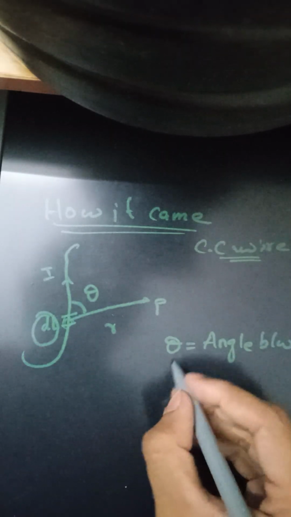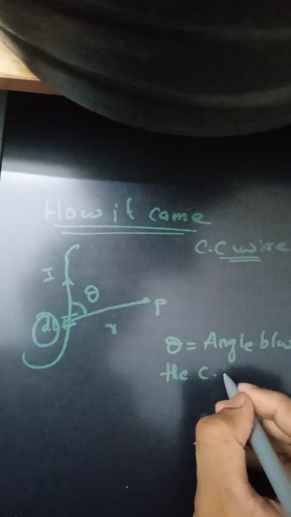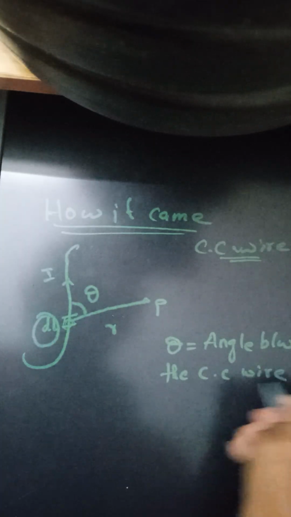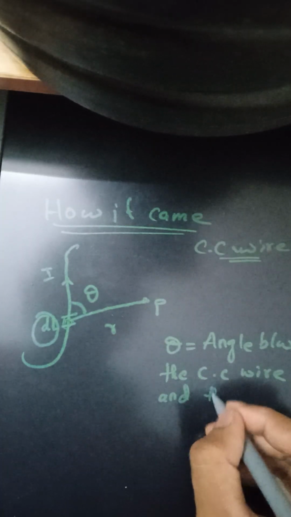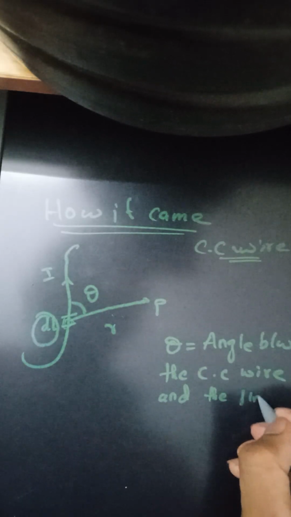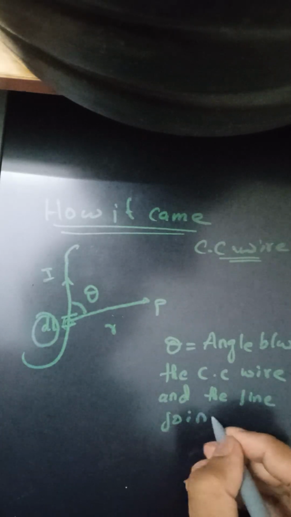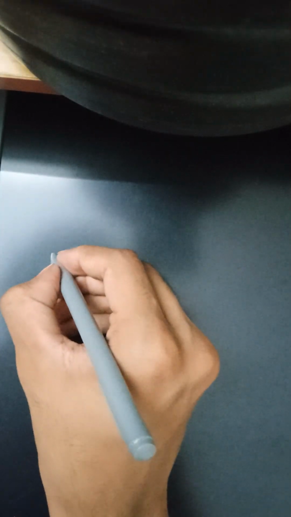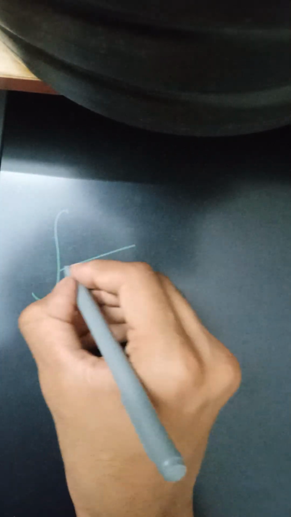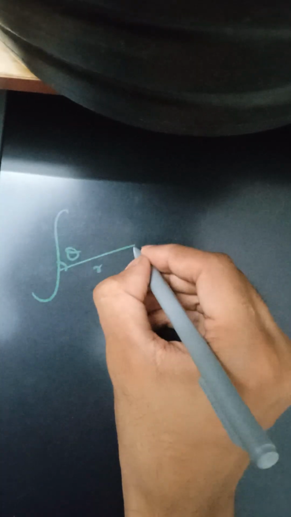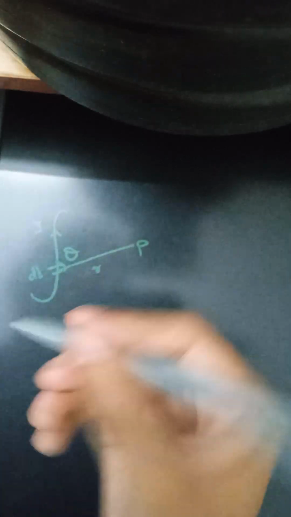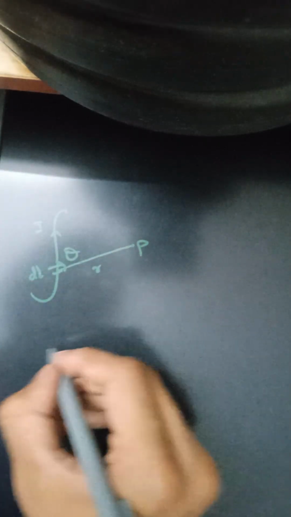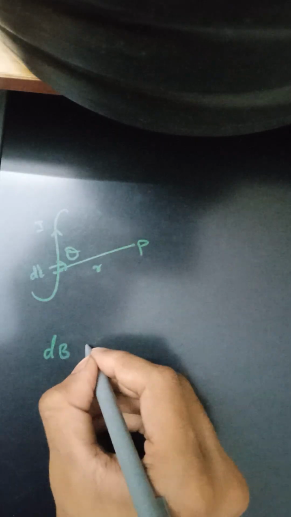Here theta is the angle between the CC wire and the line joining it. So this is the basic diagram of Biot-Savart law. Then we will see the same diagram. Here theta, this is r, this is point P, the current I is flowing, and this is the small current element, length element. So we will be calculating dB.